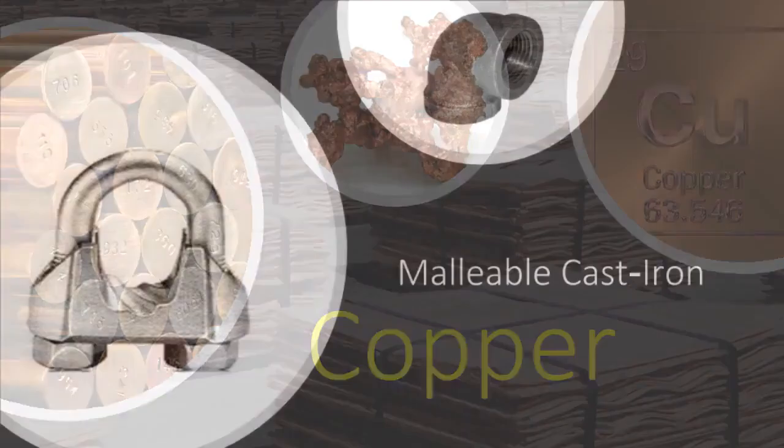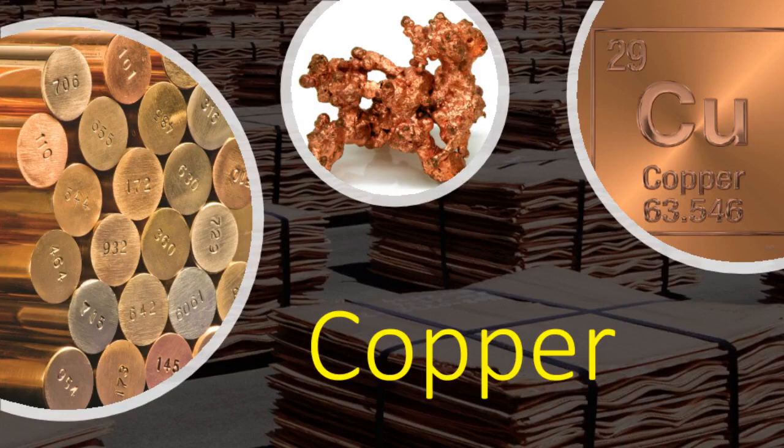Copper is a soft heavy metal. It is an excellent conductor of electricity and is very ductile, which means that it can be drawn into wire and pipe forms without breaking. It is also anti-corrosive. Copper is used in the electrical and plumbing industries.